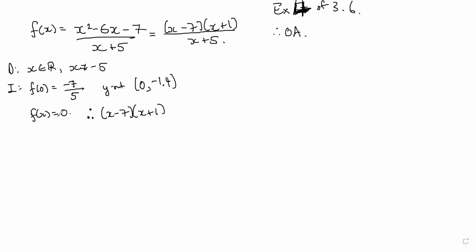So again, let's go back to my x-intercept. When is the y value equal to 0? When the numerator equals 0. When will the numerator equal 0? If x equals 7 or x equals -1. These are my x-intercepts.